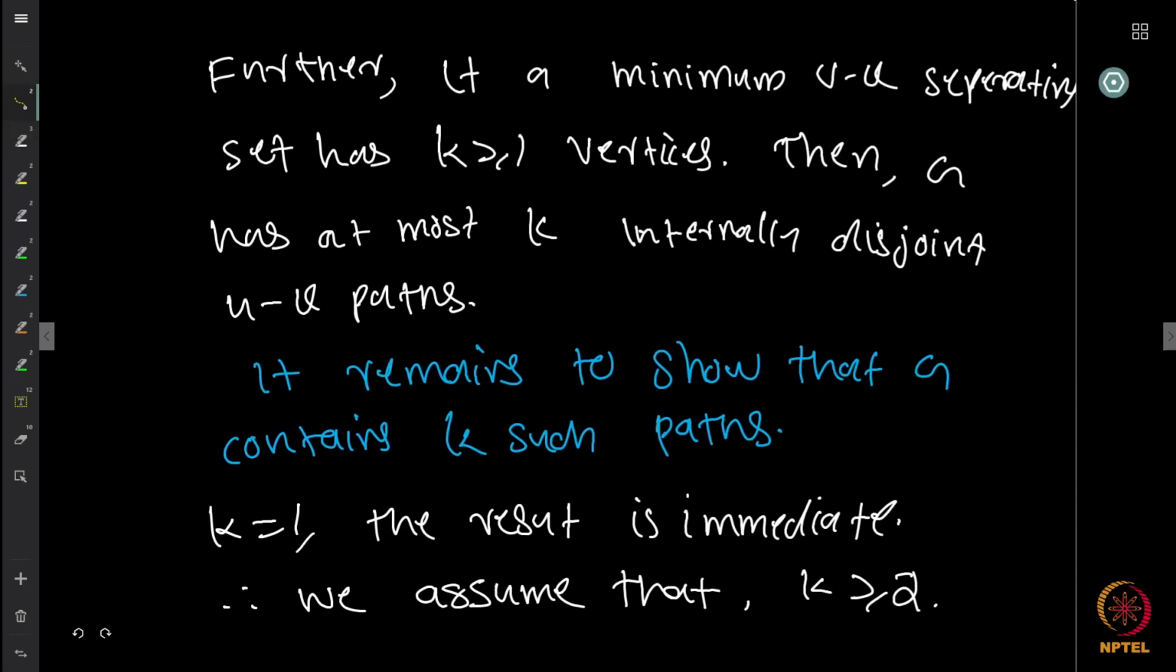Now we can assume something further. If you have a minimum UV separating set having, let's say, k vertices, where k is at least one, because 0 is already done, then definitely G has at most k internally disjoint UV paths, as we mentioned before. Because every path must use at least one of the vertices, so it cannot have more than k internally vertex disjoint paths.